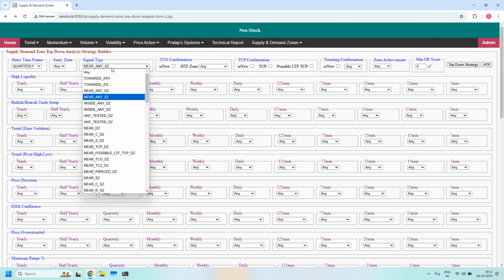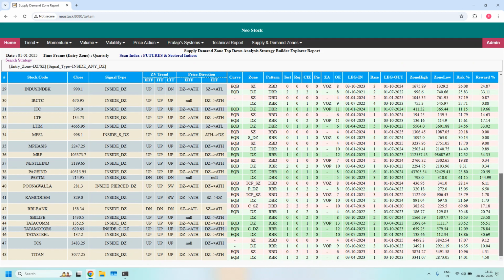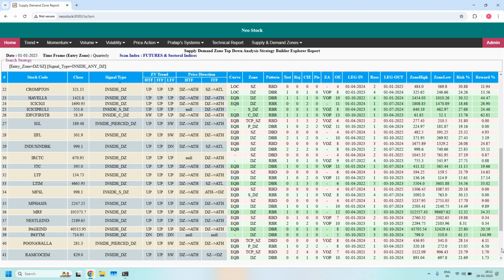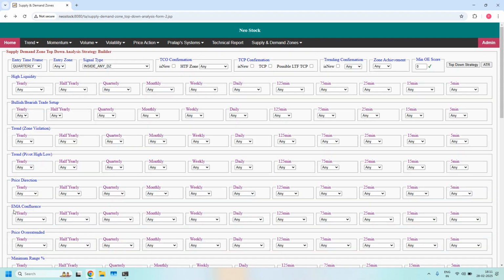Next quarterly time frame. Price closed inside the quarterly demand zone. We got 48 stocks. Let me quickly scroll the list down and then I will filter based on the EMA Confluence. Because the list is big, we can further filter the list based on quarterly demand zone having quarterly EMA Confluence. So in the EMA Confluence filter at quarterly time frame, I am setting quarterly demand zone having quarterly EMA Confluence filter.